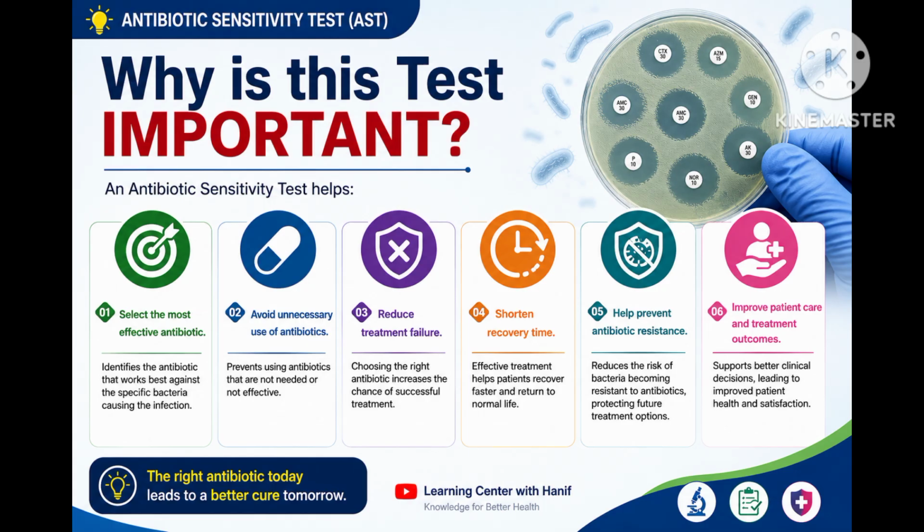Why is this test important? Not all antibiotics work against every type of bacteria. Different bacteria respond differently to different antibiotics. If the wrong antibiotic is used, the infection may not improve, and the bacteria may become resistant to treatment.